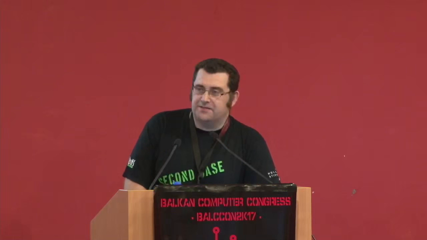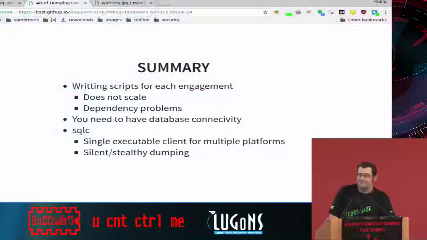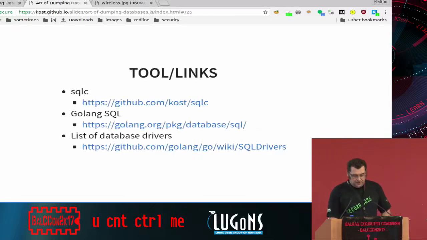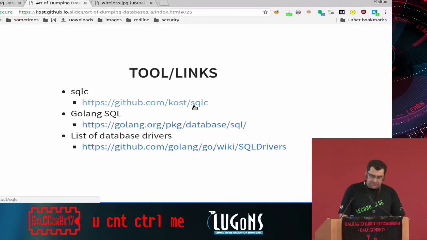So yeah, for me, writing scripts for each engagement doesn't scale. I have to be much more productive, right? If you have every other week another engagement and so on, and you have dependency problems. For this one you need to have database connectivity. And I really like that you have a single static binary where you can just move it and have the client for all those databases I need, right? So yeah, you can actually see it on GitHub. It's available.